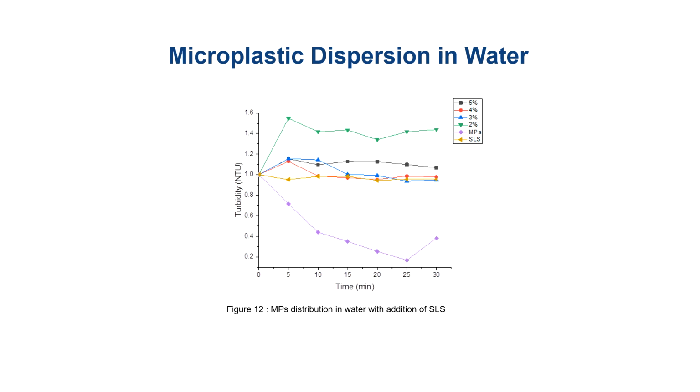However, the turbidity values of 4% and 3% show a fluctuating trend for the first 5 minutes and then remain relatively stable with values closer to the turbidity of the SLS. This shows that SLS concentrations of 4% and 3% provide better dispersion of MPs in water. A stable trend in turbidity suggests effective MP dispersion with minimal disturbance to the turbidity reading.